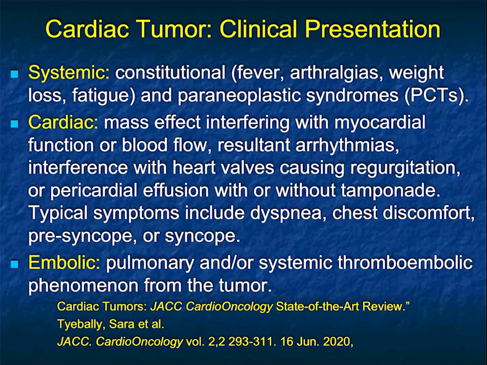Cardiac symptoms, because mass effect may interfere with myocardial function or blood flow, and so you can have arrhythmias, interference with heart valves causing regurgitation, or pericardial effusion with or without cardiac tamponade. Typical symptoms include dyspnea, chest discomfort, presyncope, or syncope. A third thing would be embolic. Pulmonary or systemic thromboemboli can arise from a tumor.